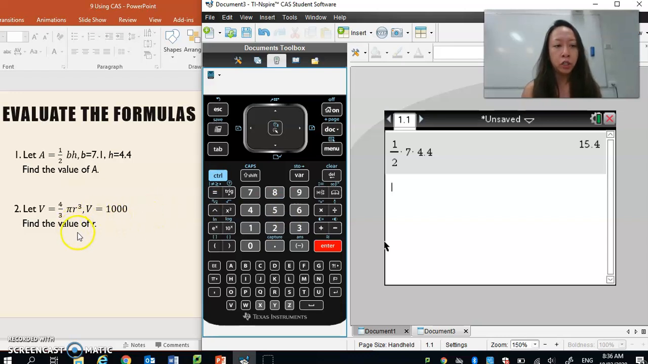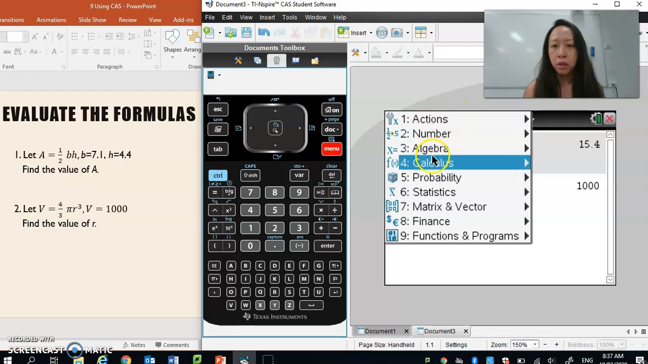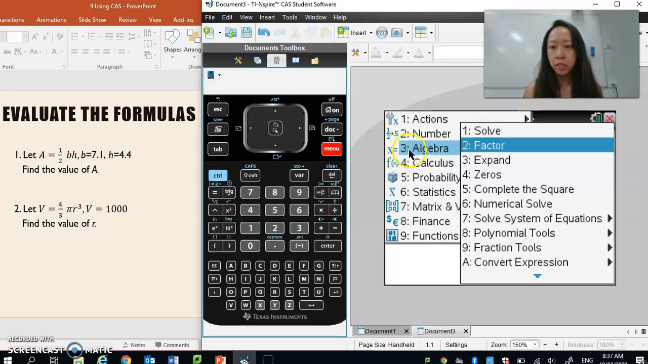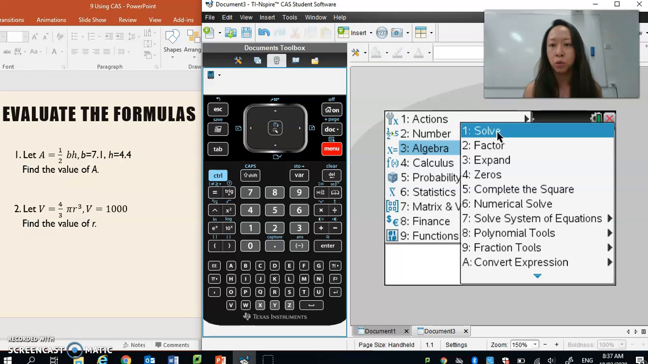In order to do this, we can actually store 1,000 into V. So if we put 1,000 and use this store function to store 1,000 into V, now V actually holds this value. Now in order to solve this, we can go to menu, go to algebra, because this is algebra, and we can use this solve function. Algebra is number 3, and the solve function is number 1. Next time, as a quicker way, we can press 3 and 1 to make it quicker. I'll show you in the later part.